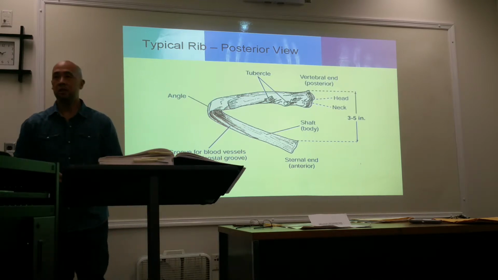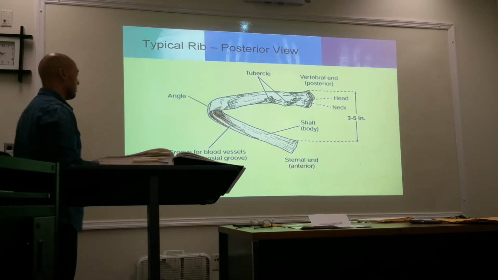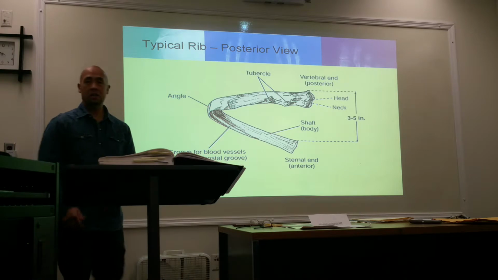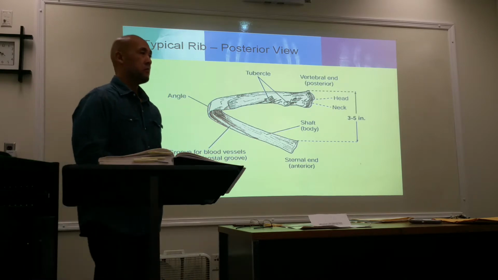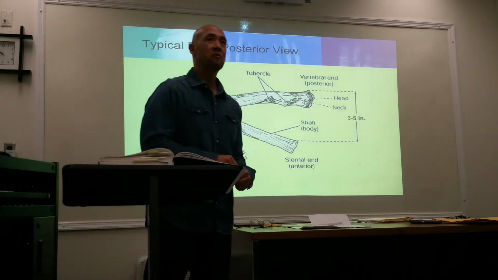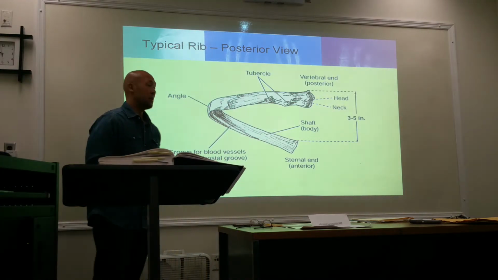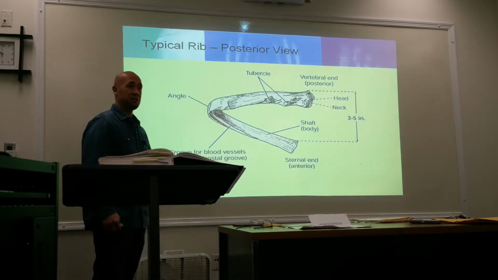Within the ribs, you're going to find a bunch of grooves that allow for blood vessels and nerves. And these little grooves are called the costal grooves. And if you've ever had any type of rib injury, it hurts. Lots of nerves, highly vascular.